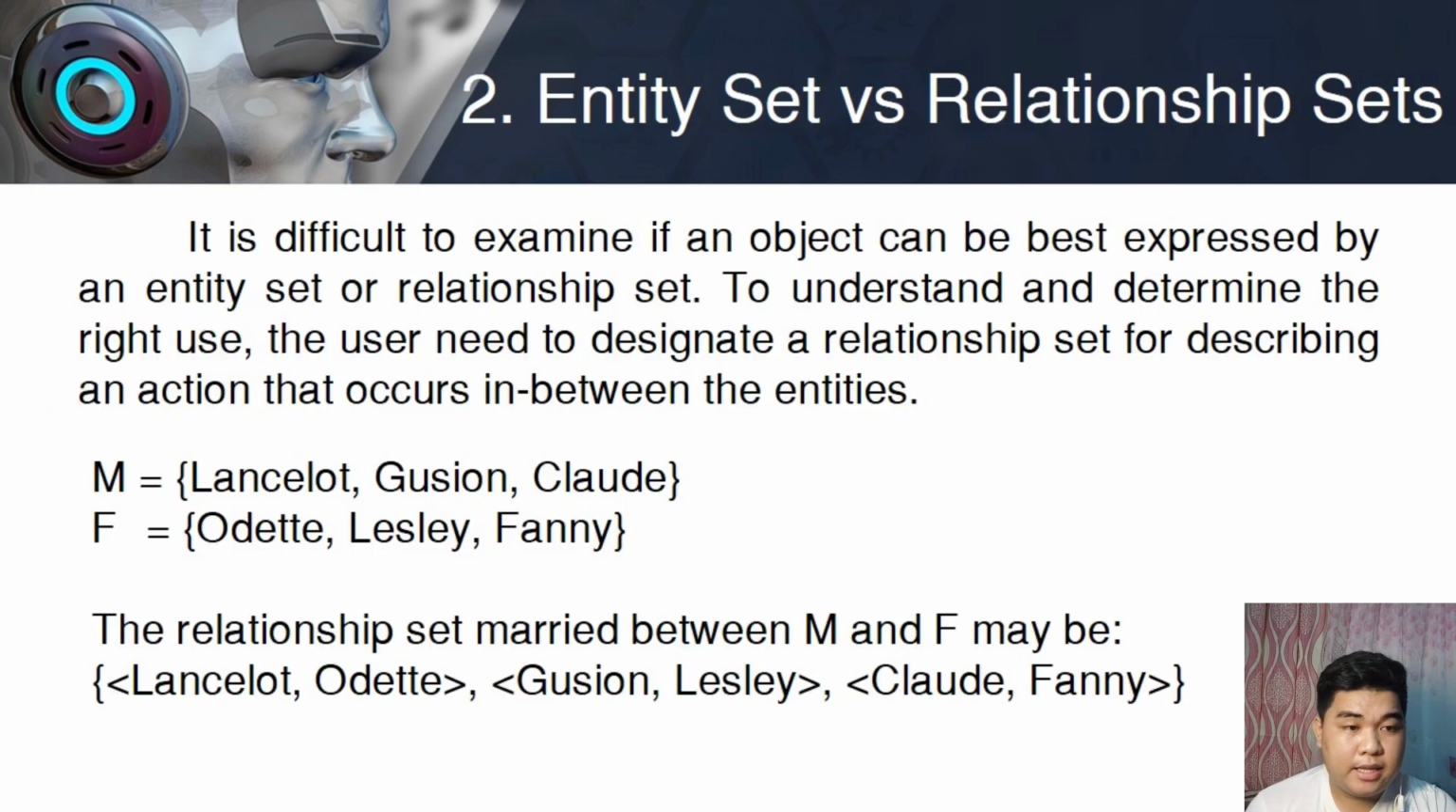Number 2, entity set versus relationship set. For the example, ito yung two sets of entities. The first entity is M and the second entity is F. And para dito sa entity natin, we have the Lancelot, Lucian, Claude. And for the second entity, we have the Odette, Leslie, and Fanny.